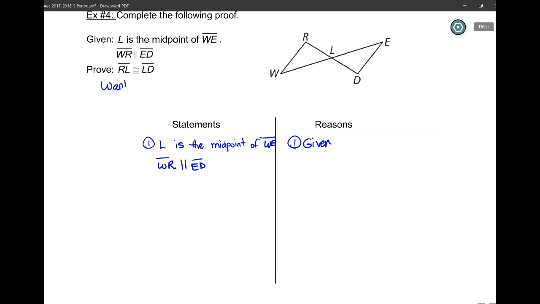So we want to get triangle WLR congruent to triangle ELD. Now we have no congruent statements in the given. So I want to look at what I am provided with, and that is we have a midpoint of WE. That means WE is cut in half. We know WL must be congruent to LE.